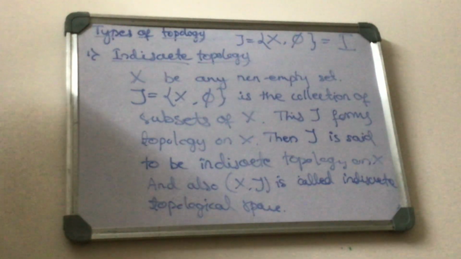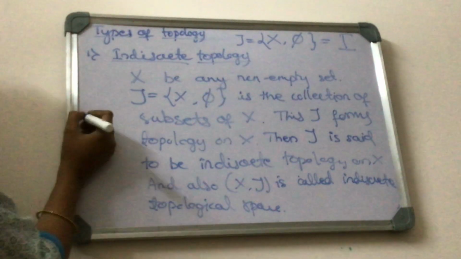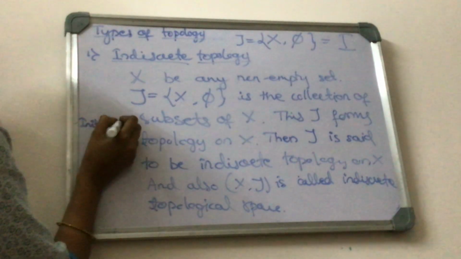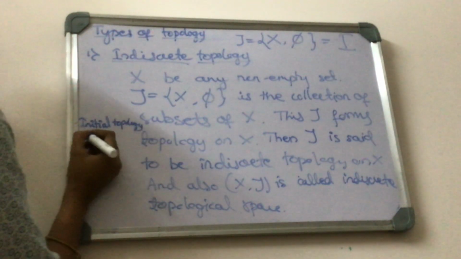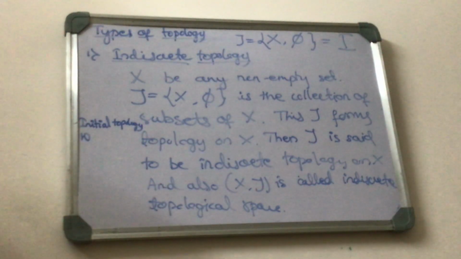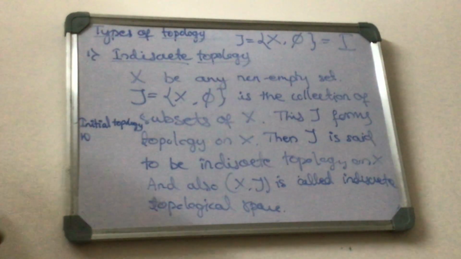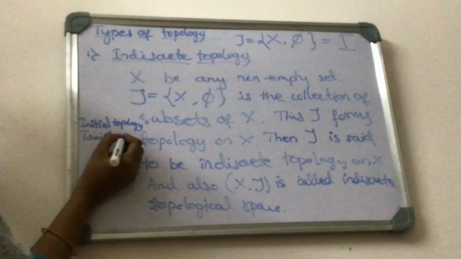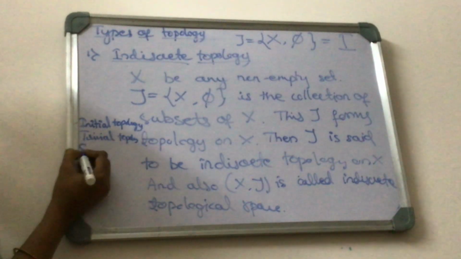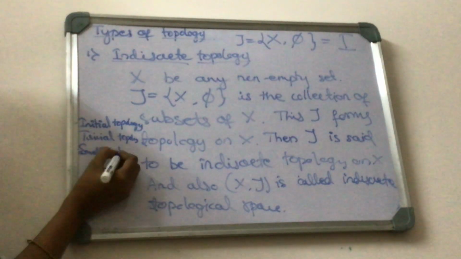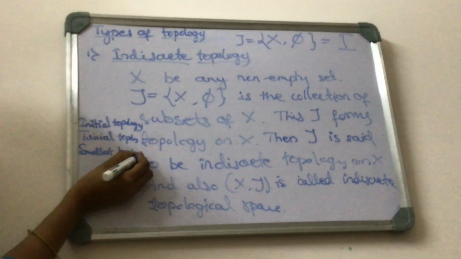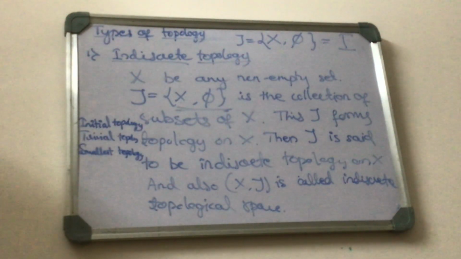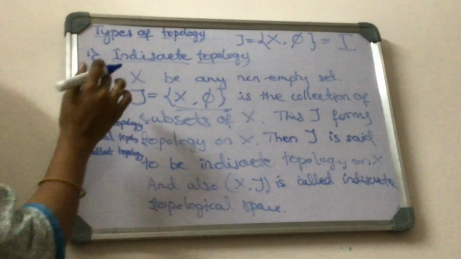Okay. And this indiscrete topology is also called as initial topology. Or it is called trivial topology, or it is called smallest topology because no other topology smaller than this can exist. Okay, nothing smaller than this exists, X and phi must be there, so minimum is X and phi. Okay, so this is the smallest topology on X, and this is the trivial.